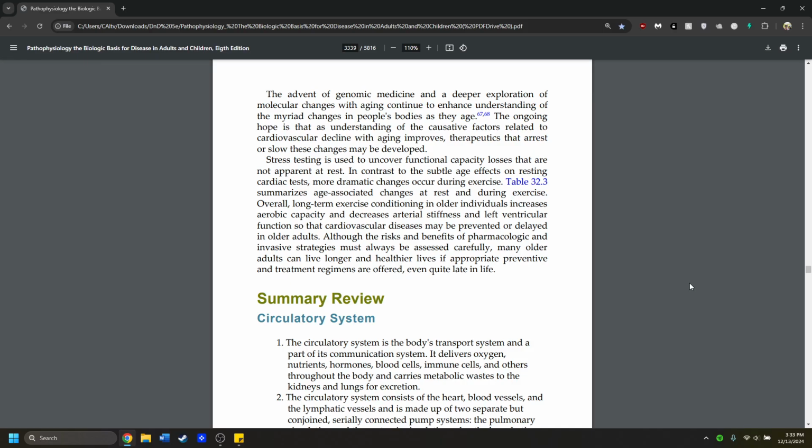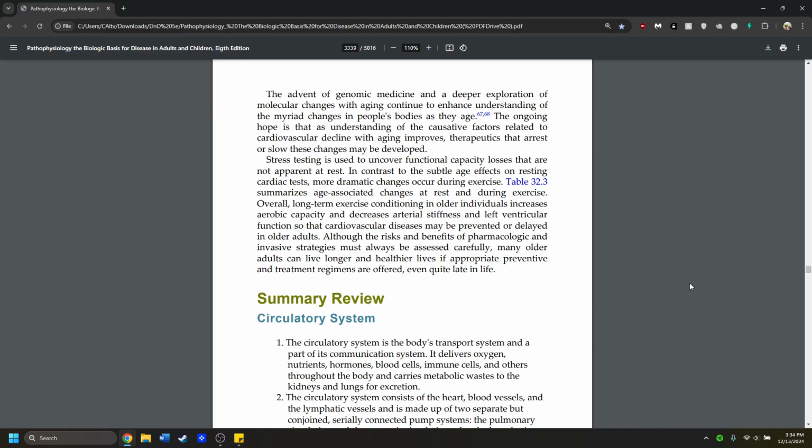The advent of genomic medicine and a deeper exploration of molecular changes with aging continue to enhance understanding of the myriad changes in people's bodies as they age. The ongoing hope is that as understanding of the causative factors related to cardiovascular decline with aging improves, therapeutics that arrest or slow these changes may develop.